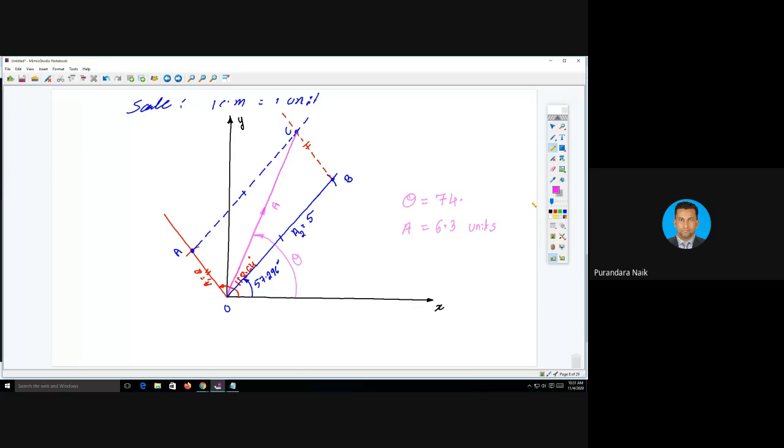Is it correct? 74 degrees. Correct? 73. Exact 73, or 73.5, or something.